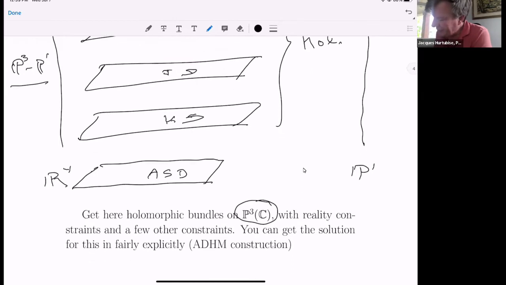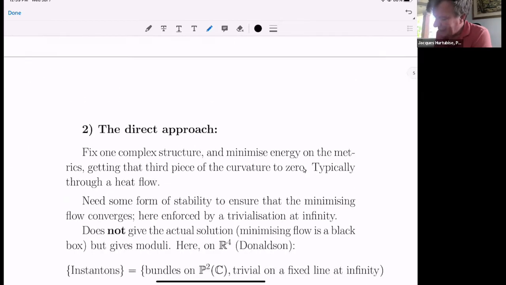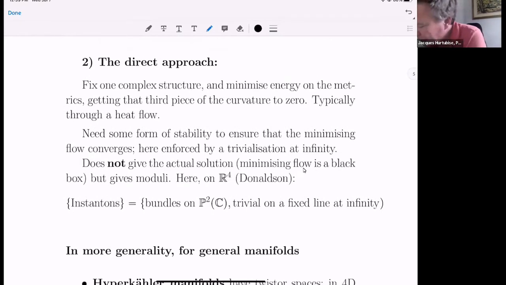There's another way, though, of dealing with this 2 out of 3 business, which is the direct approach. So you can fix one complex structure and you minimize energy on the metrics. So you remember, you're choosing a metric, a Hermitian structure. So you can fiddle with that. And the idea is then you can get that third piece of the curvature to 0. And typically that's done through a heat flow. It's a tricky equation.